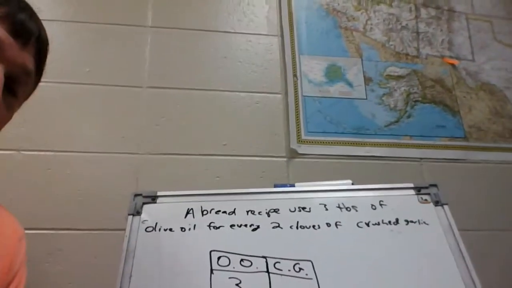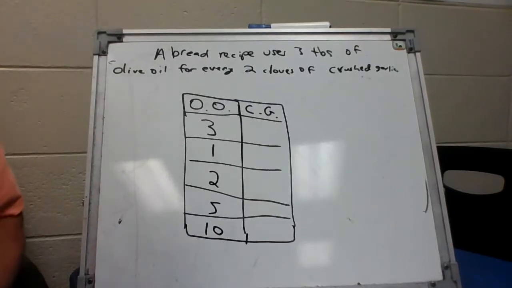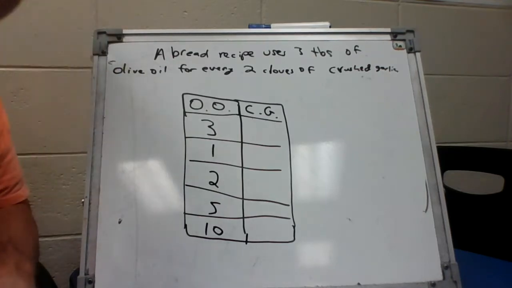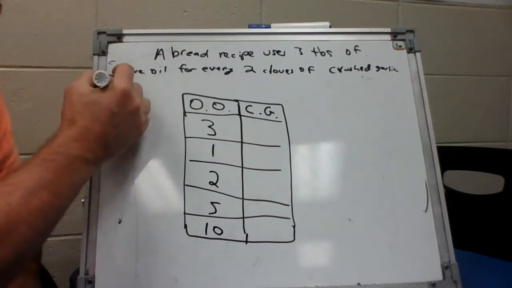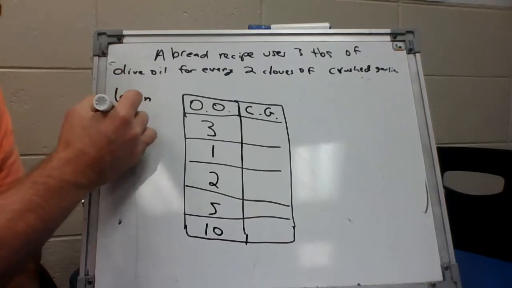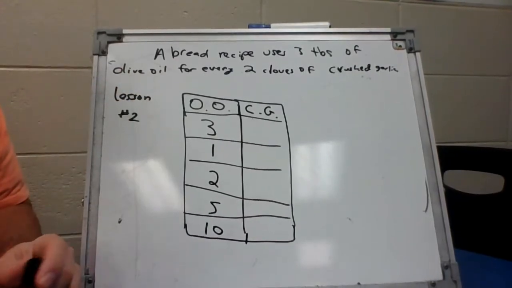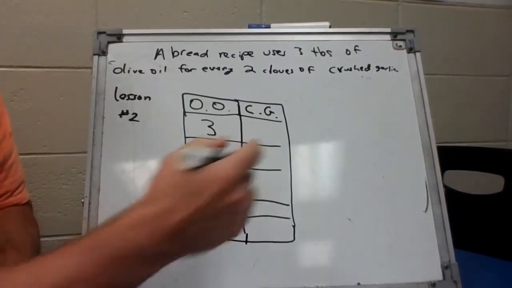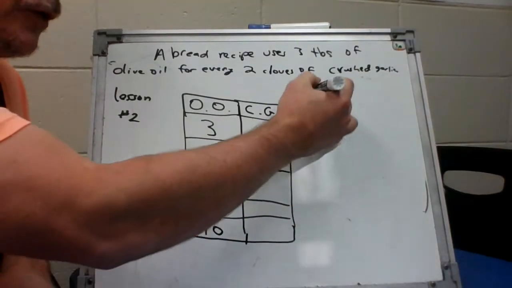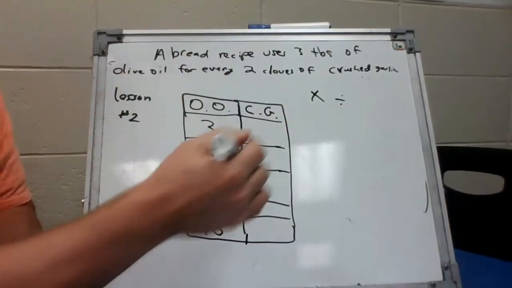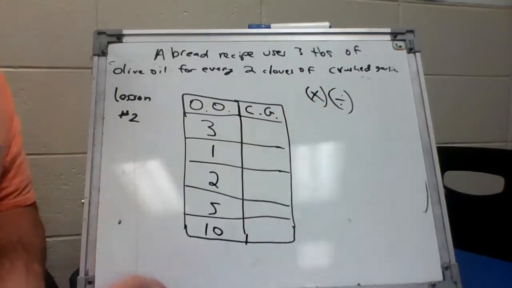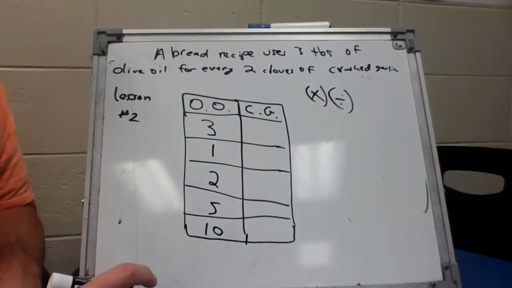Okay, so we had some folks needing some help with number 2 on lesson 10. We know the only two operations that we do in ratios and proportional reasoning, or proportions, is we either multiply or divide. So that's only two operations that we do.